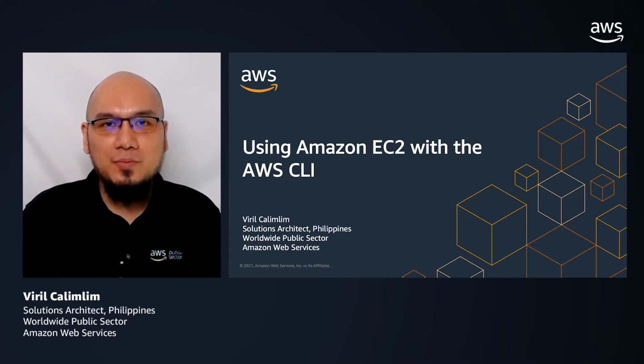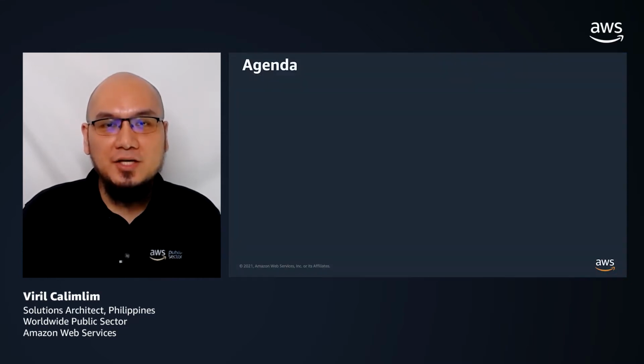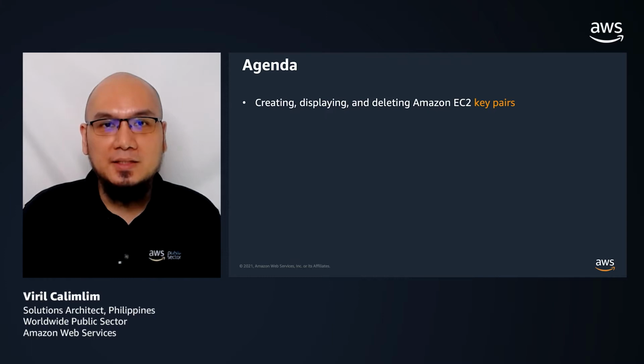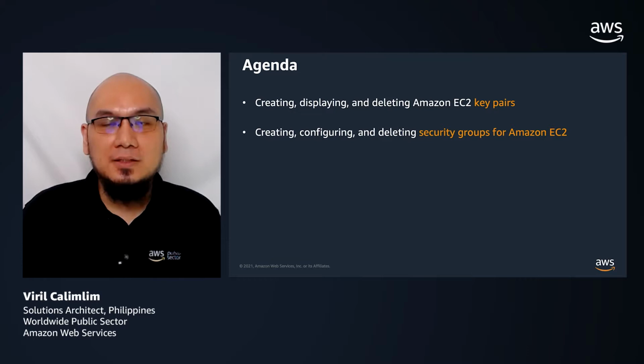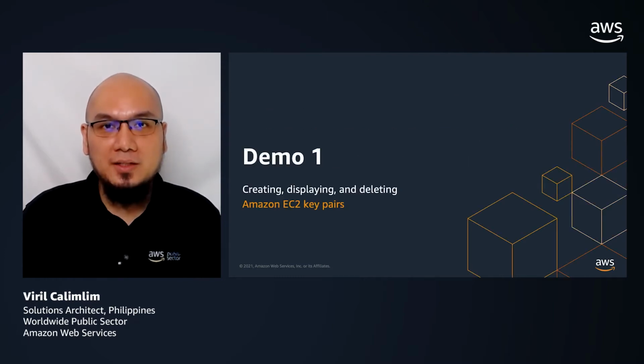Today, I'm going to share with you about using EC2 with AWS Command Line Interface, or CLI. In this session, we're going to create, display, and delete Amazon EC2 key pairs. We're also going to create, configure, and delete your security groups. And last but not the least, we're going to launch, list, and terminate your Amazon EC2 instance. Let's jump right in to our demo.